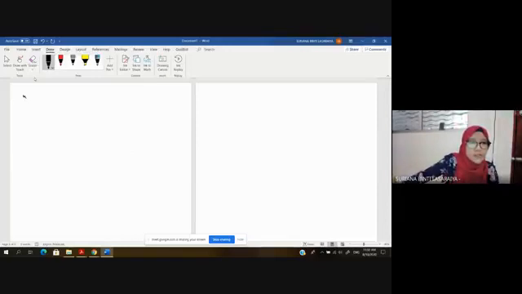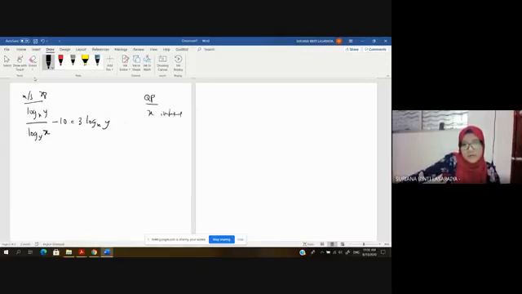Okey, muka surat 28 tadi. Log xy over log y x minus 10 equals to 3 log xy. The question is, express x in terms of y, kan? Express x in terms of y.